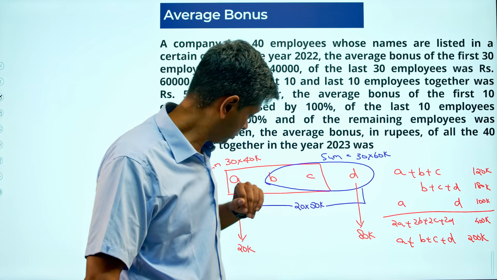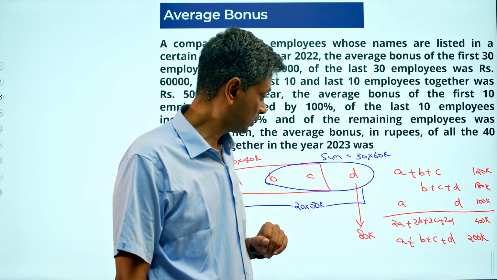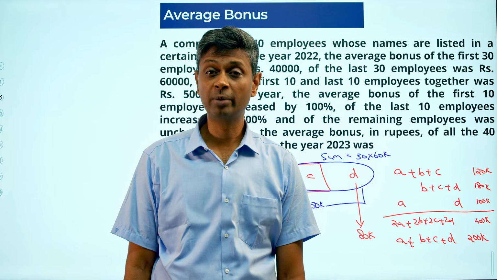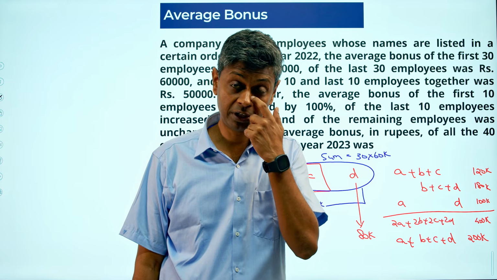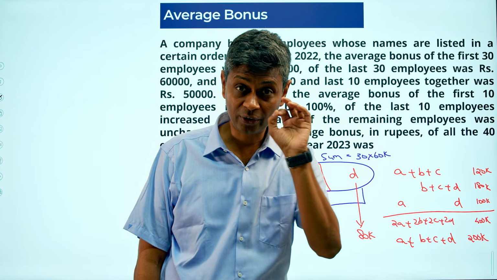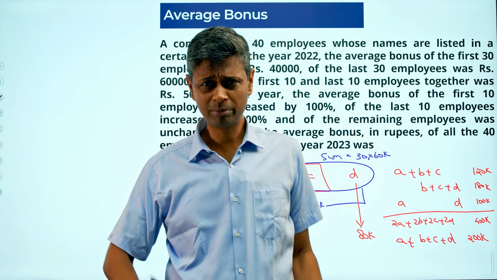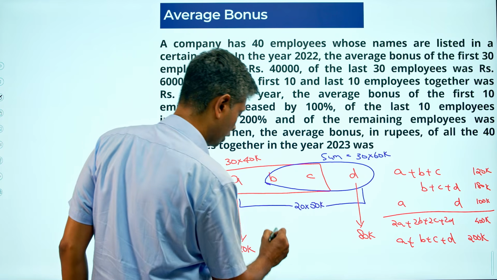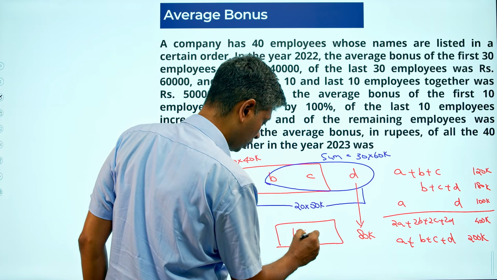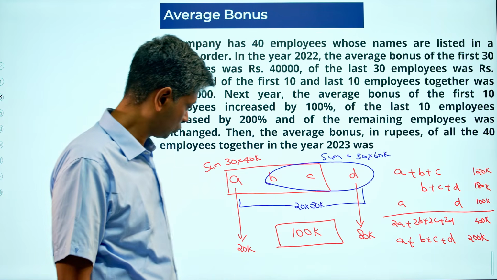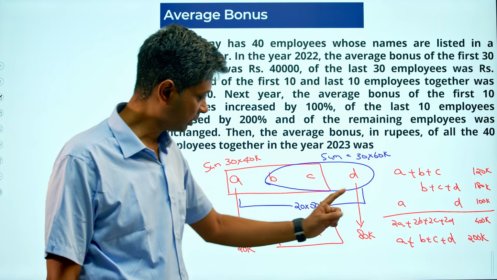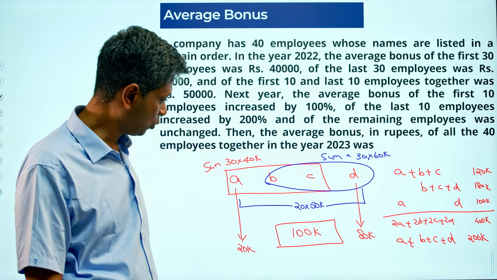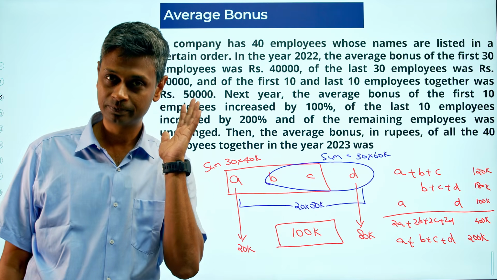These two add up to 100K. All 4 add up to 200K. B plus C should together add up to 100K, but it could be any combo. It could be 30 and 70, 50 and 50, 40 and 60. We cannot accurately find B and C. That doesn't matter. B plus C together is 100K. So this chunk together is 100K. So 20K plus 100K plus 80K. Add all of this up. Divide by 4. Overall average is 50K.